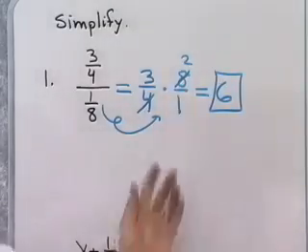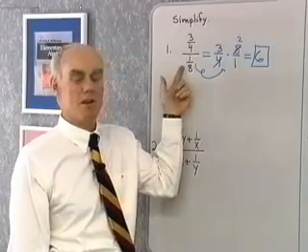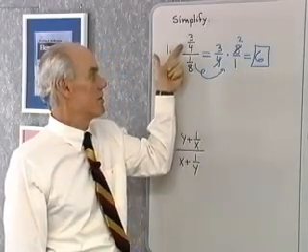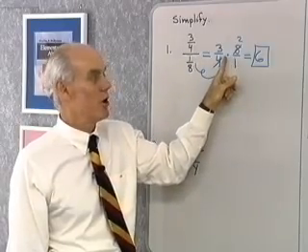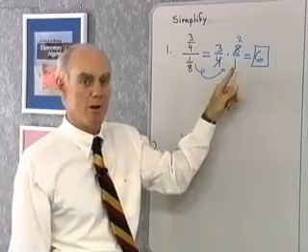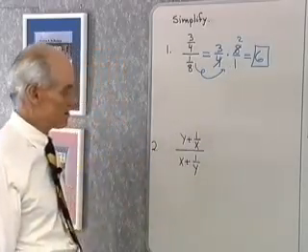So one way to simplify complex fractions is just to use the definition for division. Think of it as 3/4 divided by 1/8. Then instead of dividing by 1/8, we multiply by its reciprocal, 8/1. Our next problem looks like this.